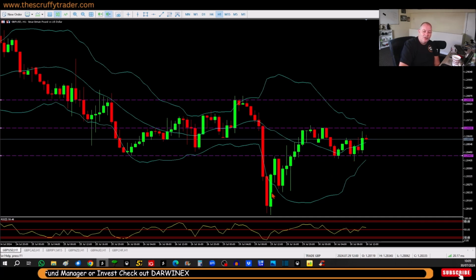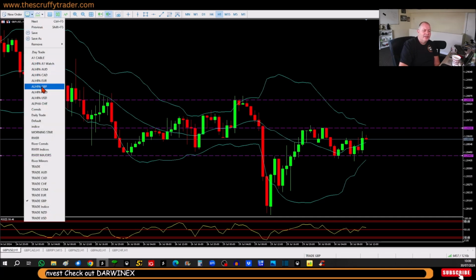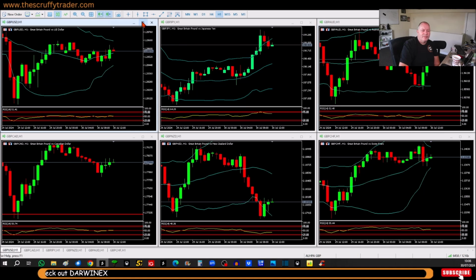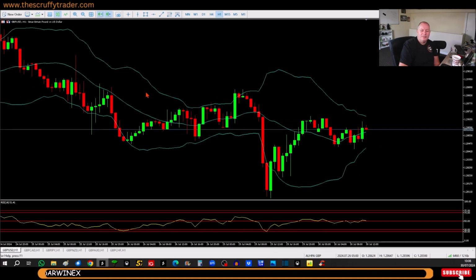So again, got all my scribbles on here, but if I flick it back up there, and I just want to see a clean chart, it's nice and clean without any scribbles. So that's my workaround. Hope that helps.